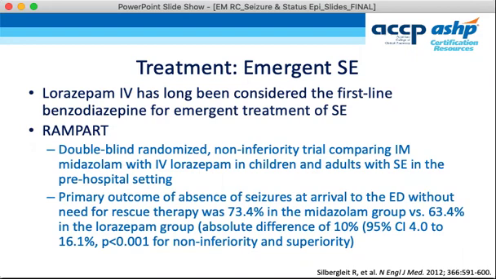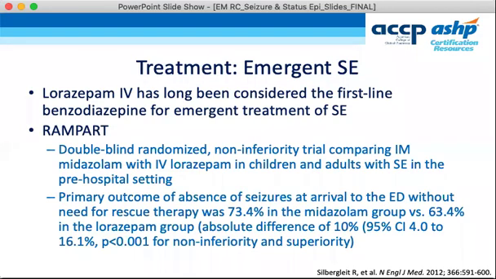You can imagine patients in the pre-hospital setting don't really have IV access, and this can be quite challenging for our pre-hospital personnel trying to get IV access in patients that may have convulsions. Therefore, what if we went a different route and gave it intramuscularly? The results from the study showed a primary outcome of absence of seizures at arrival to the ED without need for rescue therapy of 73% in the midazolam group versus 63% in the lorazepam group, an absolute difference of 10%, which was statistically significant for non-inferiority and superiority.